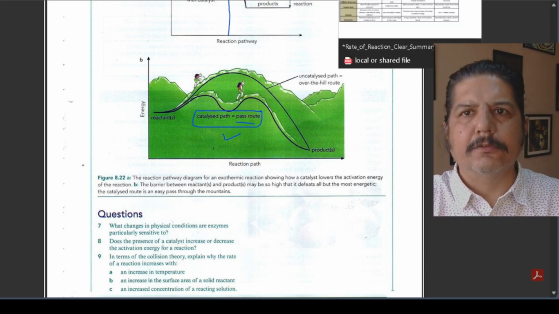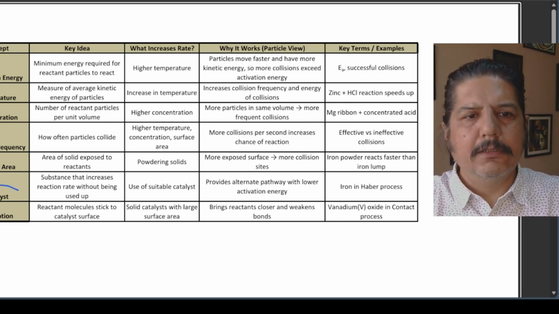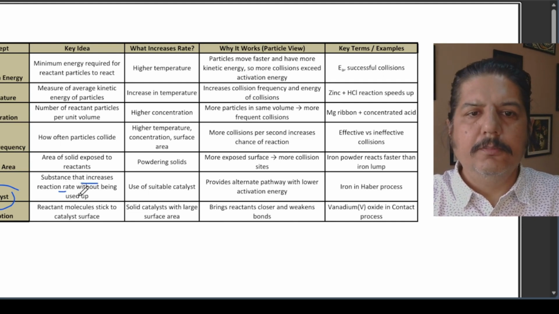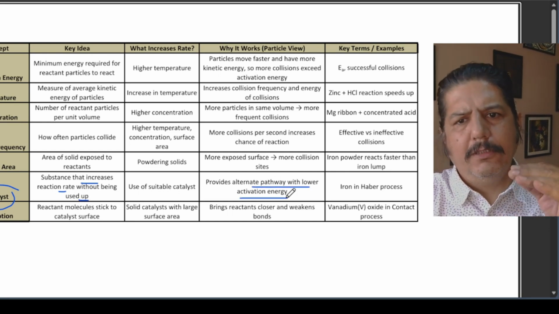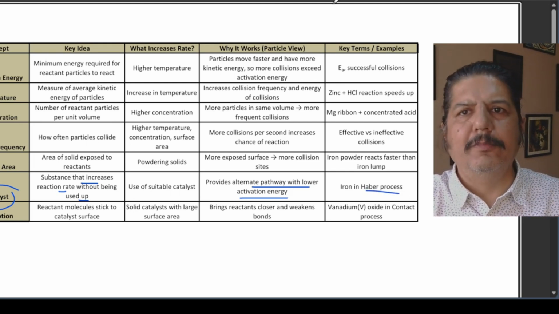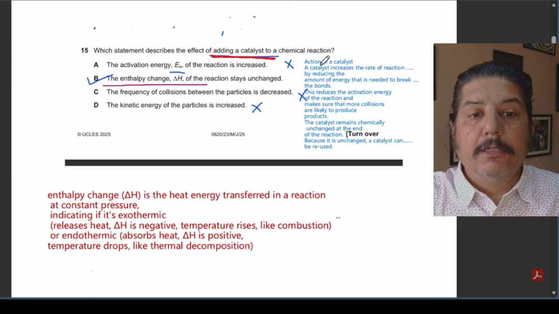Hope this is making sense. I've also captured this here. So what does a catalyst do? A catalyst increases reaction rate without being used up. That is the first property. It provides an alternate pathway with lower activation energy. For example, when you will be doing the Haber process, there will be a catalyst which will be used. So that is the role of a catalyst.